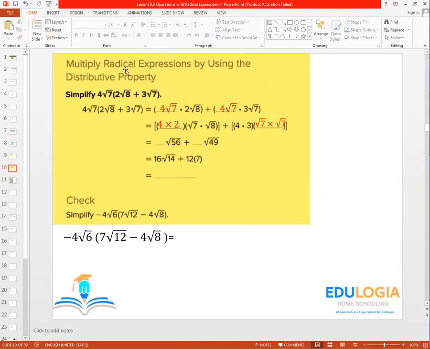Okay, no problem. Here, a new section. Multiply radical expression by using the distributive property. Here I have a bracket, and it has inside 2 root 8 plus 3 root 7, and outside it's a multiplication 4 root 7. Once again, it's the distributive property. I have to multiply 4 root 7 by every term inside. 4 root 7 multiplied by 2 root 8. 4 root 7 again multiplied by 3 root 7.